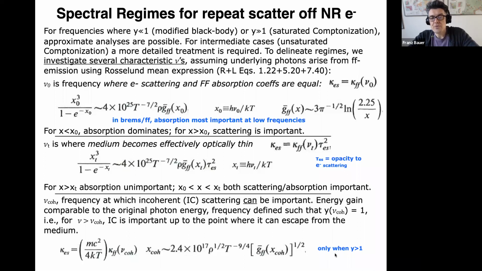And this again is only when y is greater than 1. If y is always less than 1, then you don't have scattering, and it doesn't really matter. You have your initial case of Bremsstrahlung. Okay, so this is a lot to take in, and it'll be helpful to actually visualize this a little bit better.